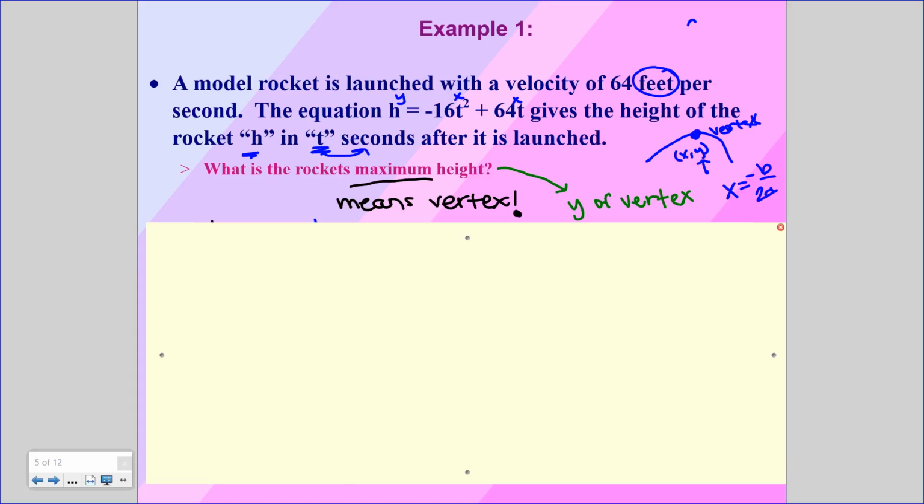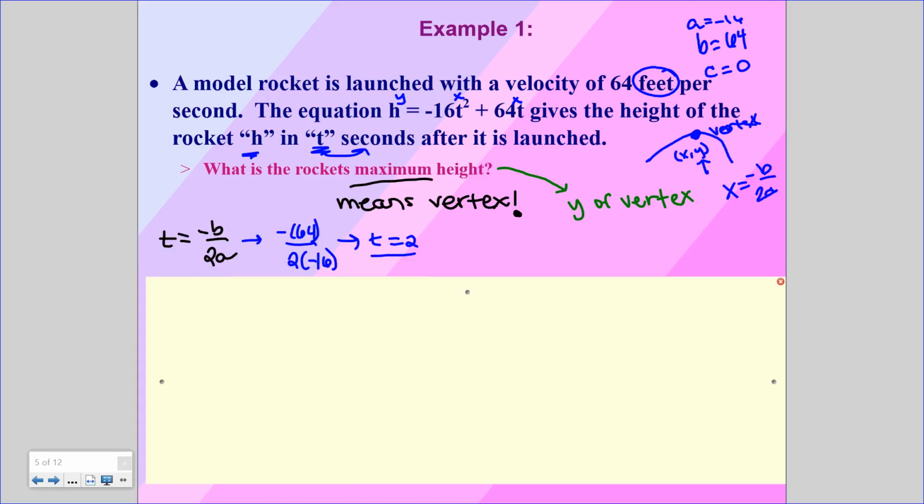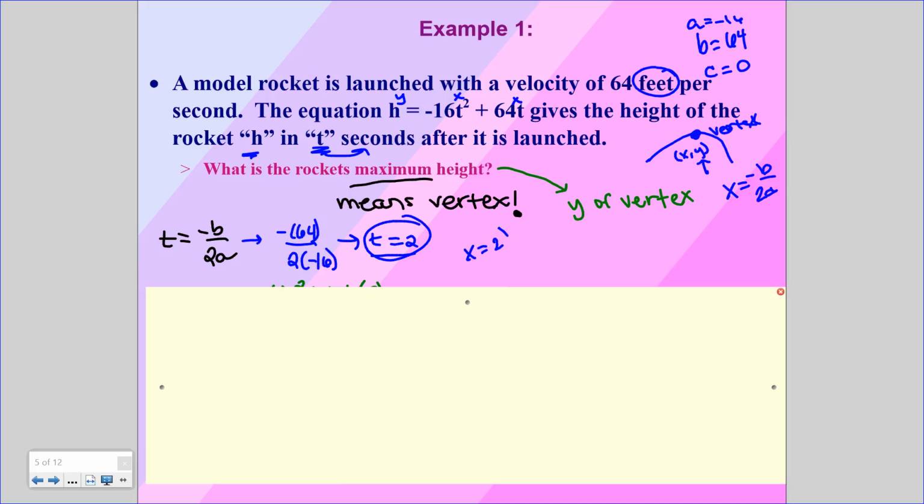So in this equation, a is equal to negative 16, b is equal to 64, and there is no c listed, but it would be understood to be 0 if we needed it. So let's now replace negative b with negative 64 over 2a, 2 times negative 16, and simplify to get t to be equal to 2. So t is 2. You can also think of this as x is 2 for your vertex.